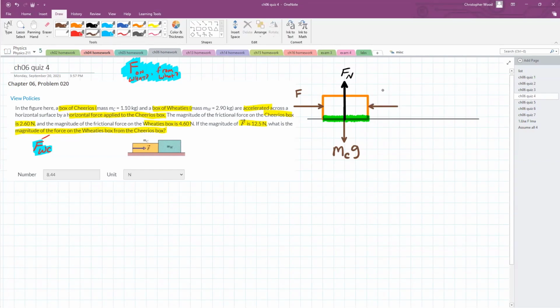What is this force? This is the force acting on the Cheerios from the Wheaties. All right, so this is kind of maybe new. This is a Newton's third law reaction. Remember what Newton's third law says. Newton's third law, N3L, basically says this: forces always occur in equal and opposite pairs.